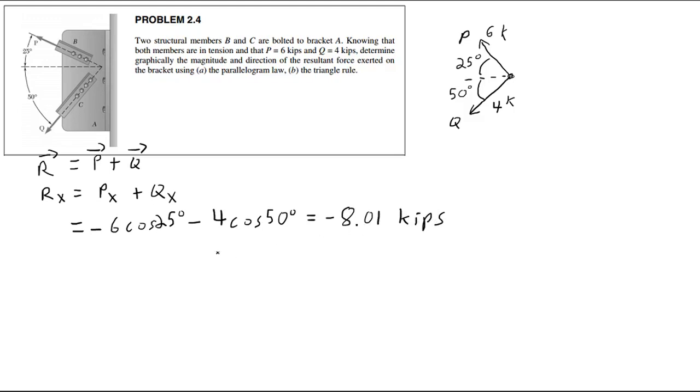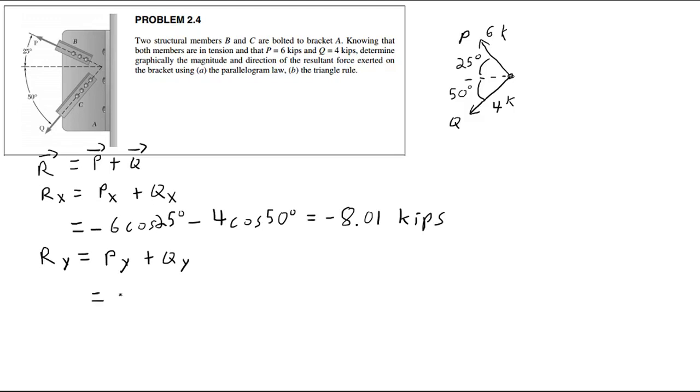Negative 8.01 kips. And then Ry. Now, note here, Ry is, well, first let me just say it's going to be equal to Py plus Qy. But let's note that vector P is going to have a positive y component, and vector Q is going to have a negative y component. So I will attach signs appropriately.